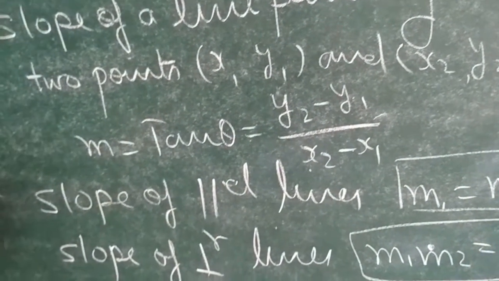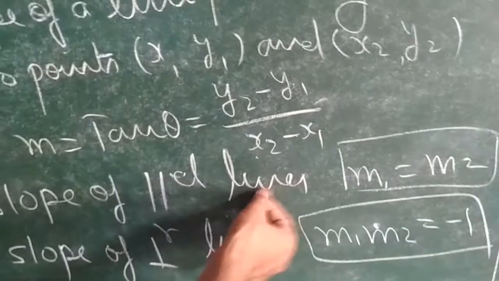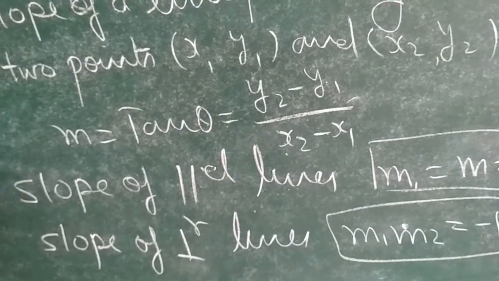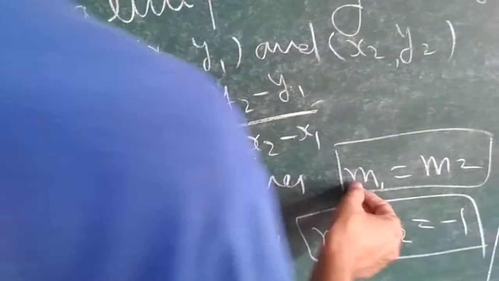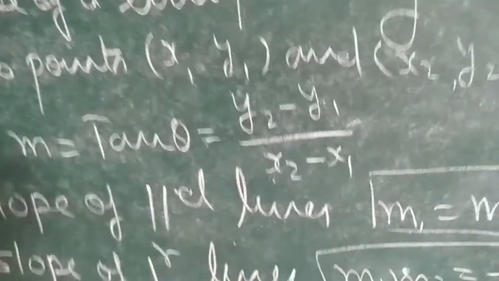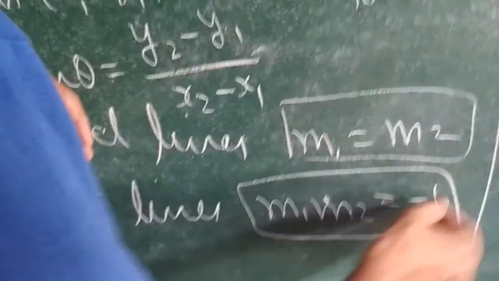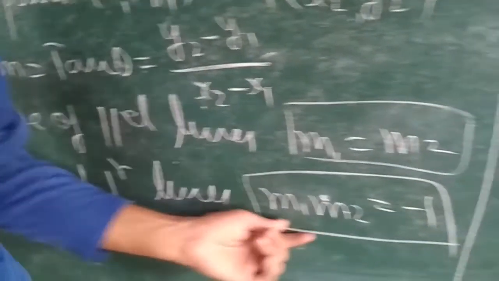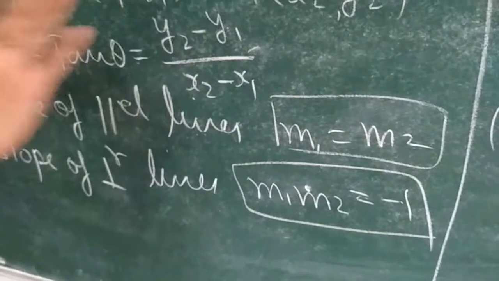Clear? The slope of parallel lines. If you are given two parallel lines, then what is the relationship between their slopes? Their slopes are equal, m1 equal to m2. For the slopes of perpendicular lines, the product of the slopes is equal to minus 1. If the lines are perpendicular, you have to use this condition. If the lines are parallel, you have to use this condition.